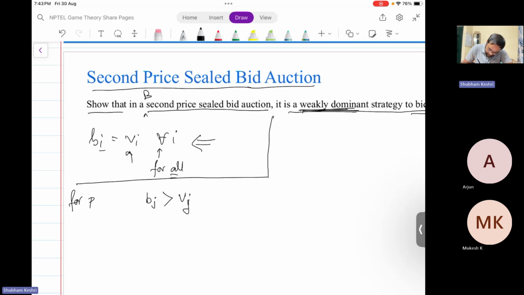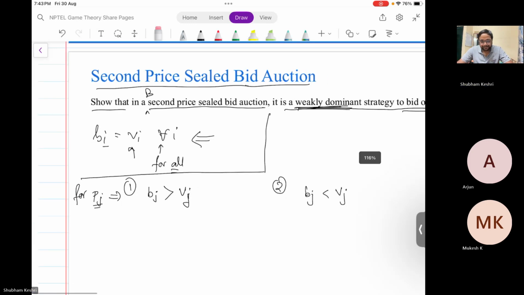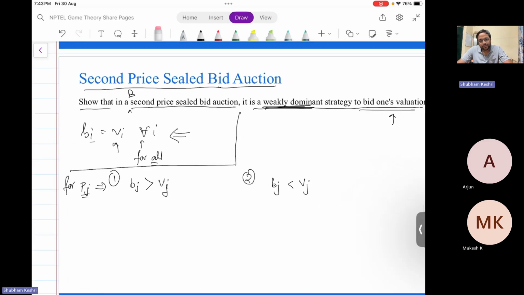Okay, so for a specific player j, I'll just write it like that. For player j, there can be two situations. Situation one is when his bid is more than v_j. Situation two is when his bid is less than v_j. We can give equality on either side, it doesn't matter. That is why I'm not specifying any equality. Only two conditions can happen: either b_j is greater than v_j or b_j is less than v_j. Okay. Is this all right?